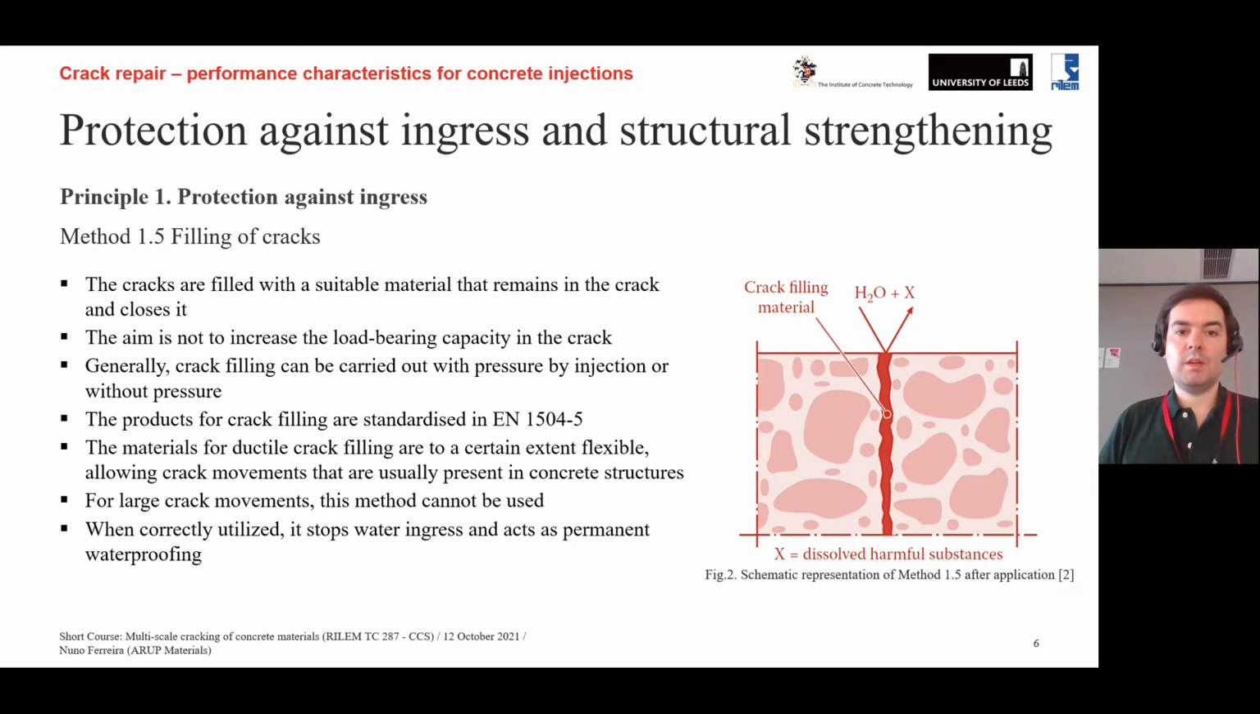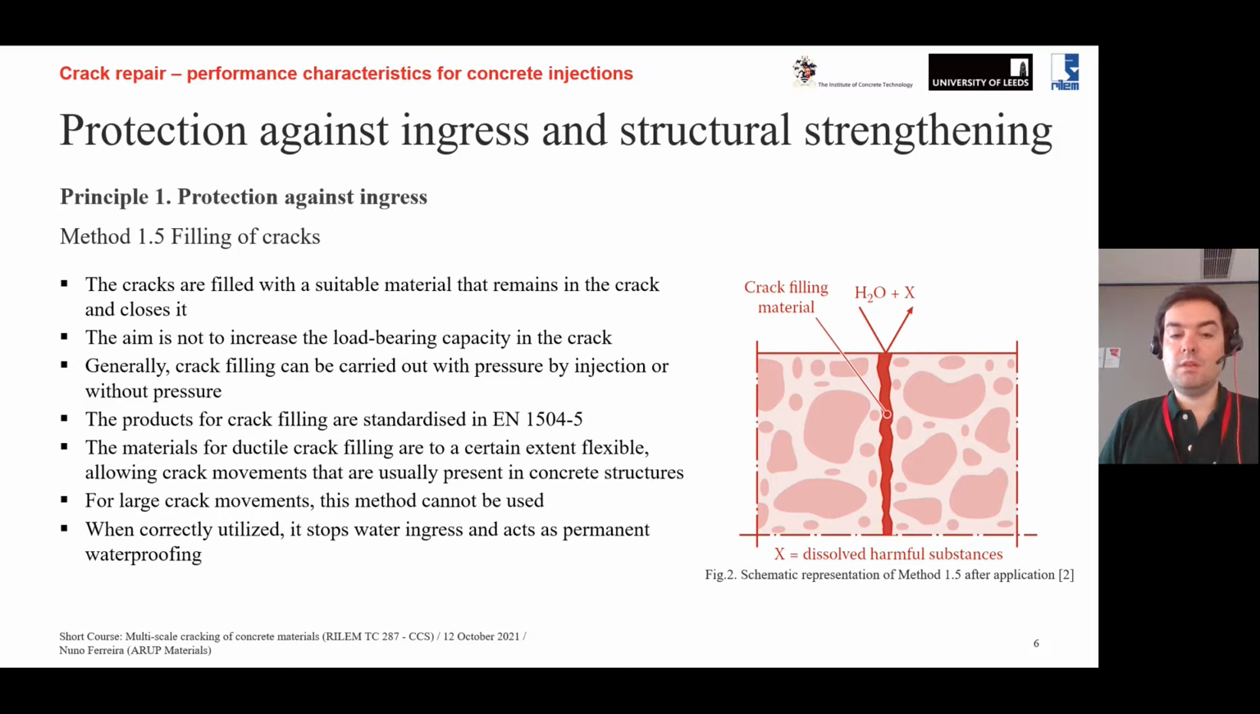The basic and perhaps the most used case for crack repairs is that they are always associated with protection against ingress, and waterproofing actually plays a role over here. So method 1.5, filling of cracks, is all about filling the void or the crack with a suitable material that prevents water and aggressive agents from coming inside. So the objective is always to fill with a suitable material. The aim is not to increase load bearing capacity because we are just focusing on principle number one.